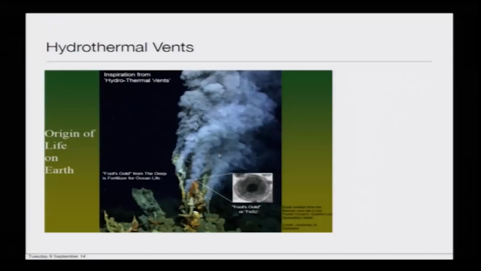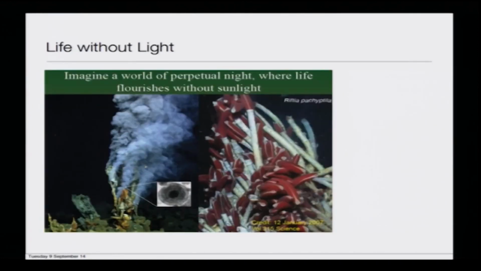Okay? And these are called black smokers from the Mariner vent site of the Pacific Ocean. This is a picture from the Pacific Ocean, and the inset you see is a FeS2 nanoparticle which is present there, and life without light. Imagine a world of perpetual night where life flourishes without sunlight, and these are the life forms you see, Rictia, Bacpitala, some of the life forms which have evolved deep inside the sea, which utilize all these inorganic molecules to derive energy for their survival.